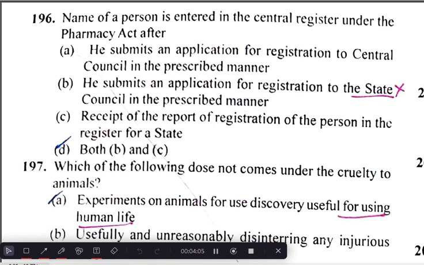Name of a person is entered in the Central Register under the Pharmacy Act after he submits an application for registration to the State Council in prescribed manner and receipt of the report of registration of the person in the register for a state. Which of the following does not come under the cruelty to animals? That is, experiments on animals for discovery useful for using human life.